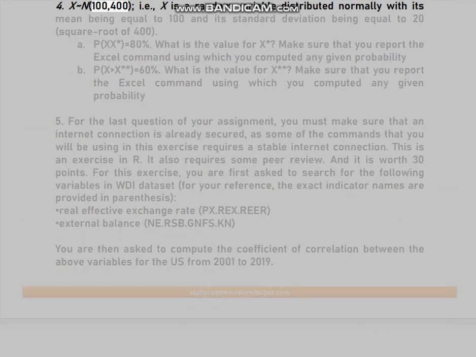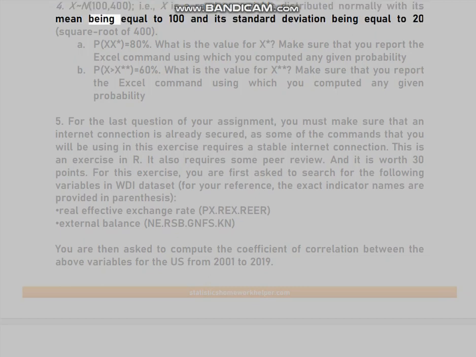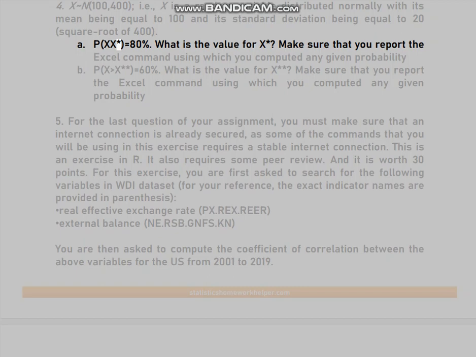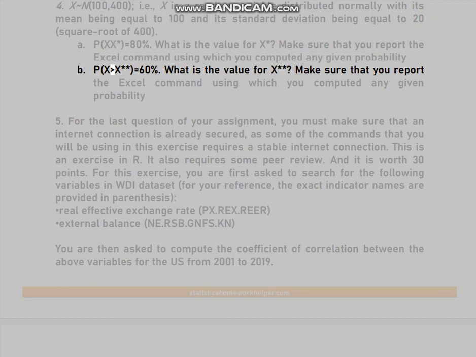4. X is a random variable distributed normally with its mean being equal to 100 and its standard deviation being equal to 20, the square root of 400. A, P(X less than X asterisk) equals 80%. What is the value for X asterisk? Make sure that you report the Excel command using which you computed any given probability. B, P(X greater than X double asterisk) equals 60%. What is the value for X double asterisk? Make sure that you report the Excel command using which you computed any given probability.